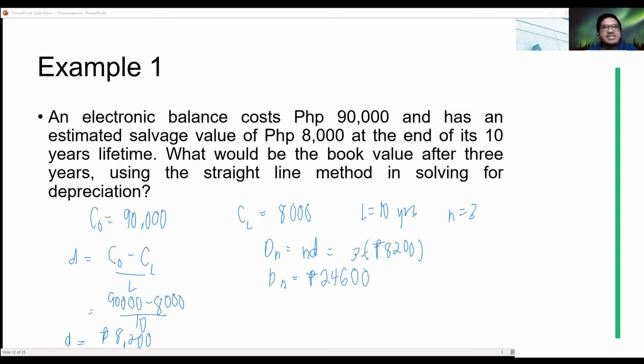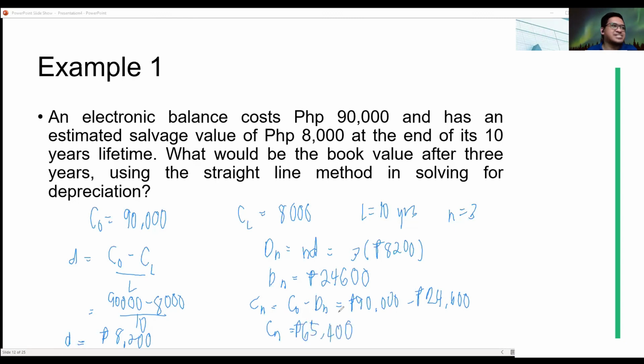Okay? And then last but not least, let's talk about the book value, C sub N. So it will be C sub O minus D sub N. So 90,000 minus 24,600. So what's our C sub N? 65,400. Correct. Did everybody get that answer?